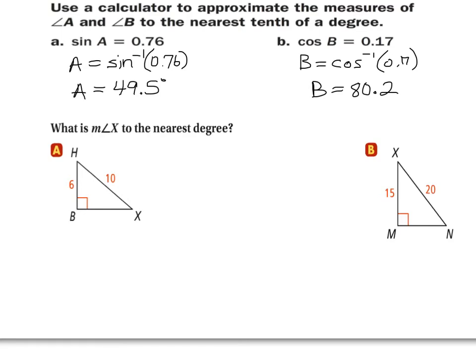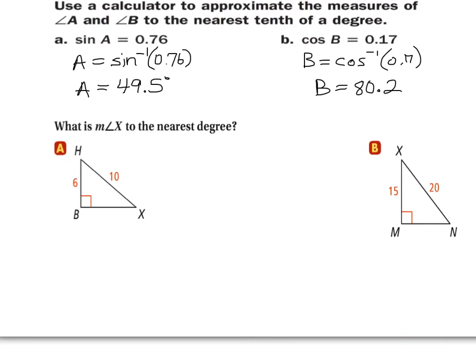Now, let's take a look at a couple of examples here. What is the measure of angle x to the nearest degree? So, in this case, angle x is right here. I've got to figure out what sides I have from that angle to figure out what trig function I'm going to use. Well, in this case, I have opposite here, and I have hypotenuse here. So that tells me I'm going to use the sine. So the sine of x equals opposite, which is 6, over hypotenuse, which is 10.